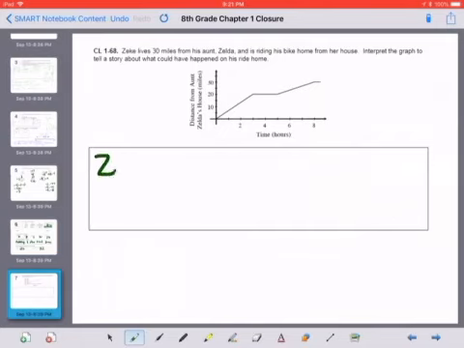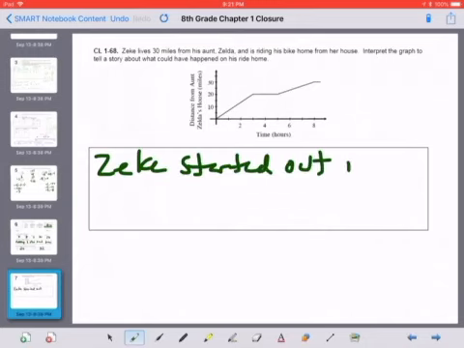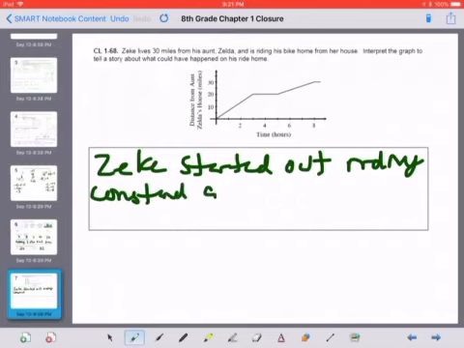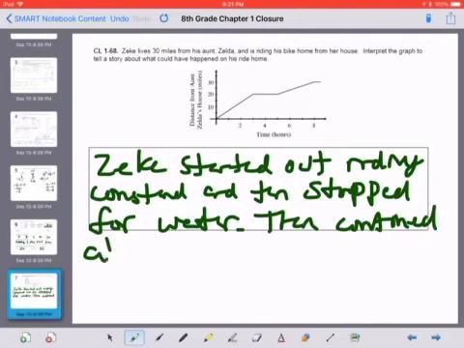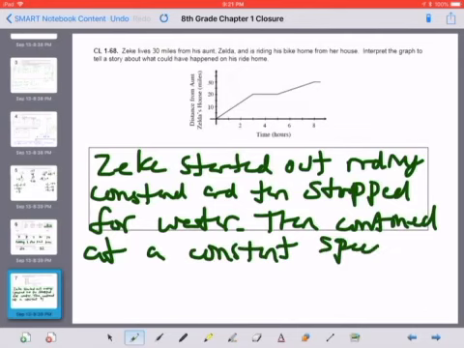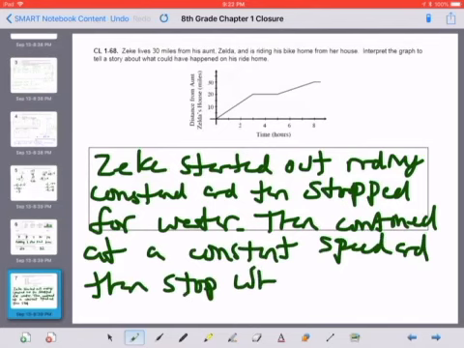So I said Zeke started out riding constant and then stopped for water. Okay, and then continued at a constant speed and then stopped when he got home.